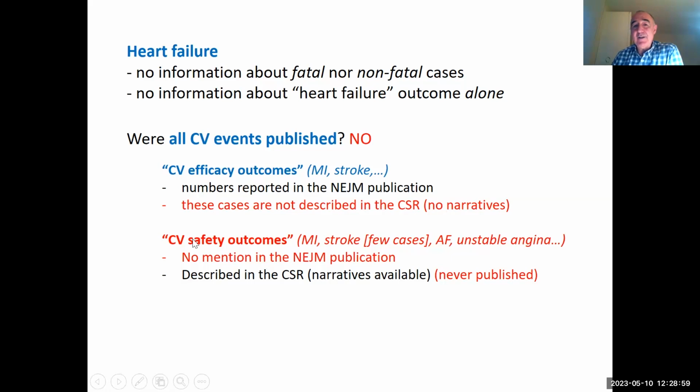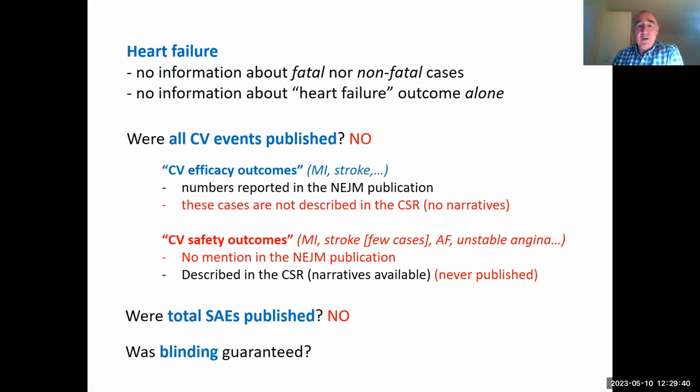But for cardiovascular events that were tagged as safety outcomes, like a few cases of myocardial infarction, stroke, atrial fibrillation, unstable angina, and so on, we have no information in the New England publication, but in contrast, they are very well described in the clinical study report, though this information was never published. We don't get any information about the total serious adverse events in the New England publication.